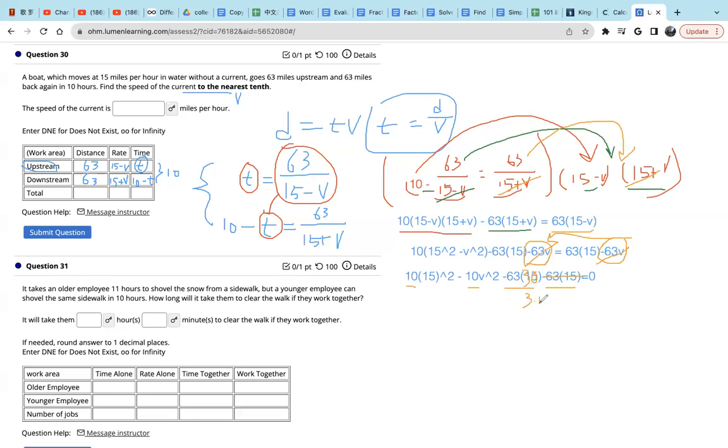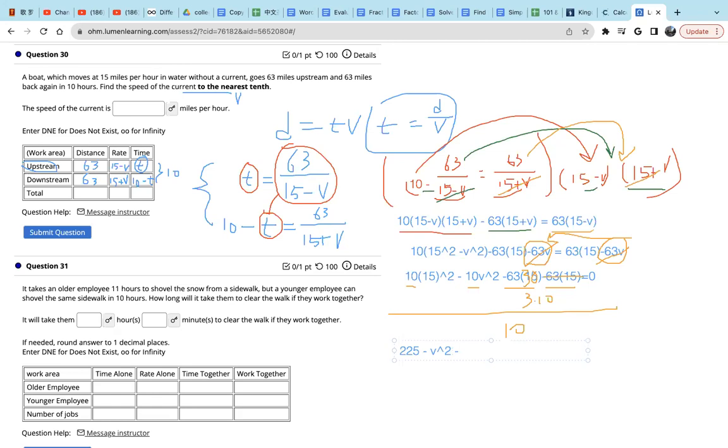33 times 10. I can divide by 30. I divide by 10 for every term. Then my first term becomes 15 squared, which is 225. Now we want to write it as 225 minus v squared, because I divided by 10. Then minus 10 no more.